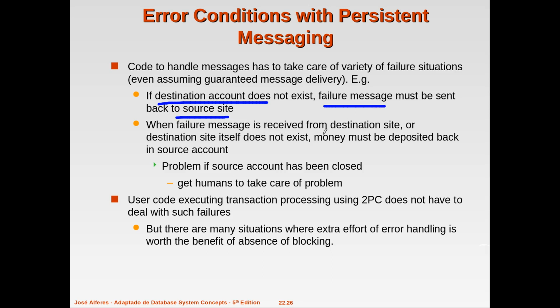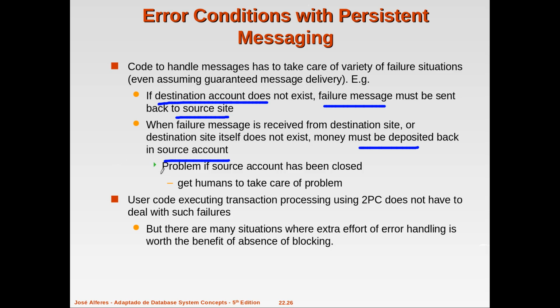When the failure message is received from the destination site, or the destination site itself does not exist, a message must be sent back, and the money must automatically be deposited back to the source account. We are already familiar with our banking transactions. They actually use the persistent message passing system for handling the transaction operation. Some communication must be made by sending messages in between, like error messages, and the database update must also be done automatically.